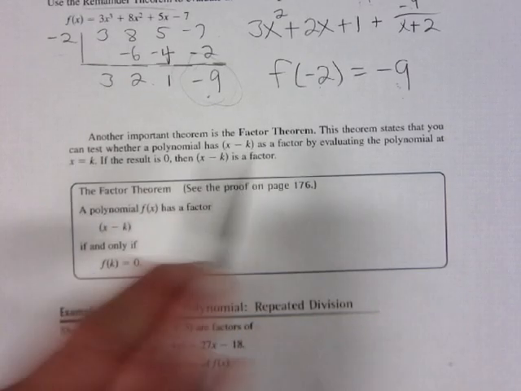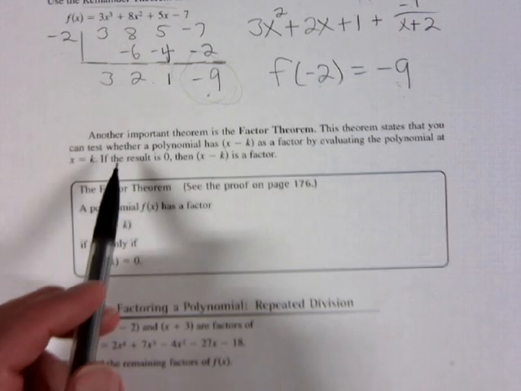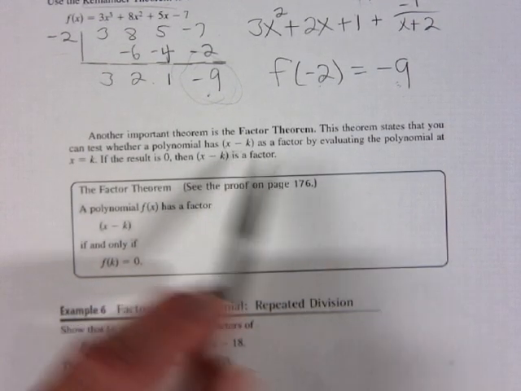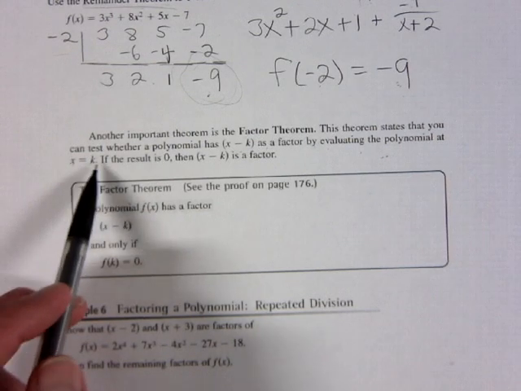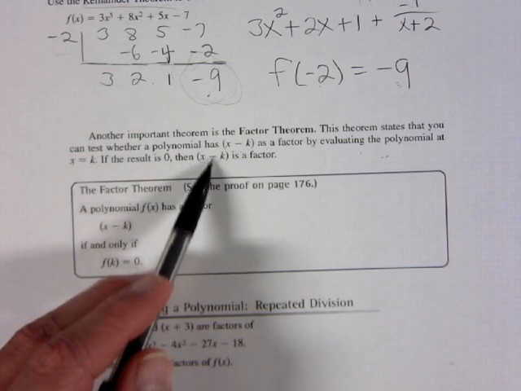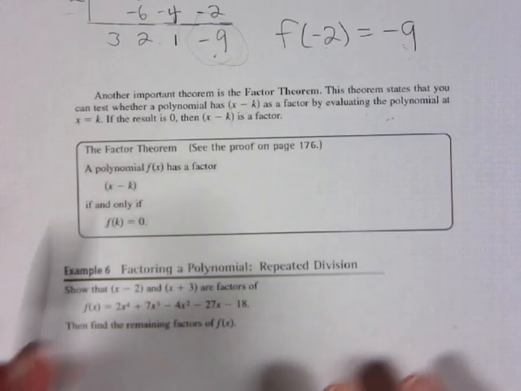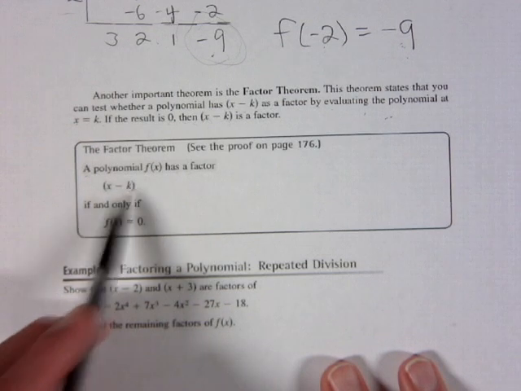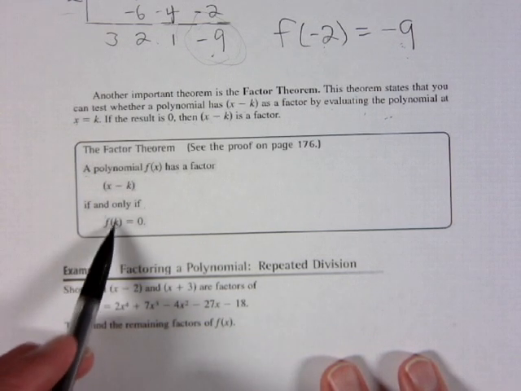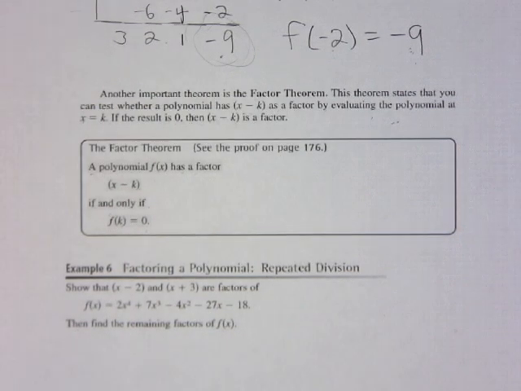Okay, now we're going to be looking at the factor theorem, and this one states that you can test whether a polynomial is going to be a factor at k. So if the result is 0, then x minus k is a factor. Here's the deal: a polynomial f of x has a factor x minus k if and only if f of k is 0. So you can kind of see how all these statements are tied in together.